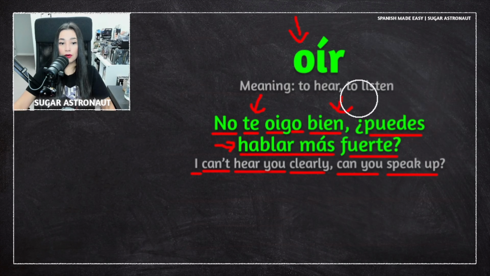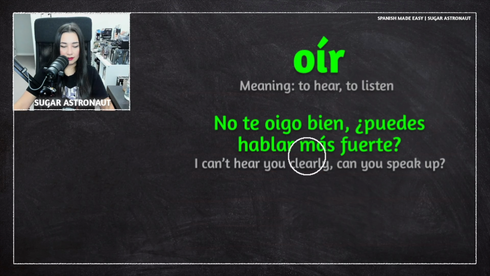Excellent. No te oigo bien. ¿Puedes hablar más fuerte? I can't hear you clearly. Can you speak up? Okay, perfect. So that is a great example using the verb oír, which is at the beginning right here. Okay.